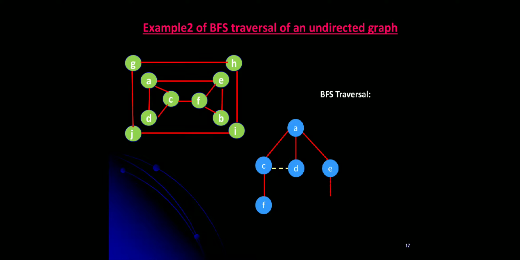Next, coming to D, there are no adjacent vertices which are not visited. Next, from E we'll check. From E, the adjacent vertex is B. So we are going to connect E and B with an edge that is called as the tree edge. Then from E to F, there is an edge. Since F is already visited, we are going to connect E and F through an edge that is called as the cross edge.